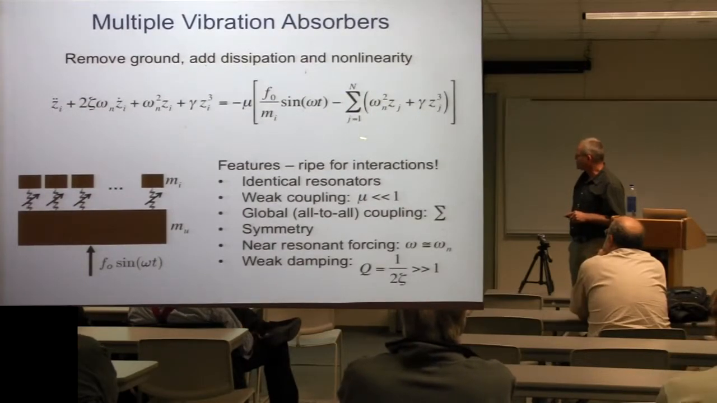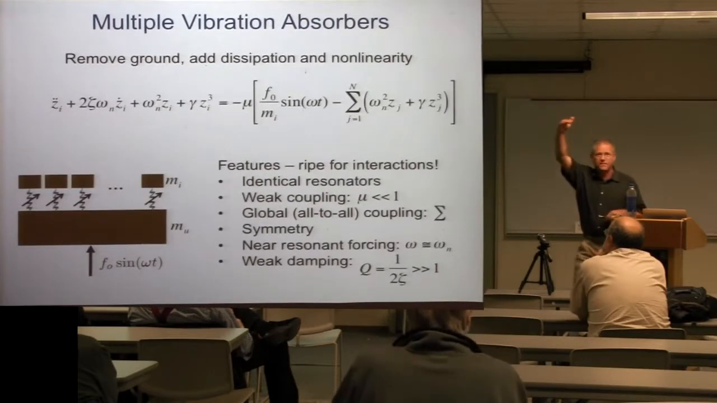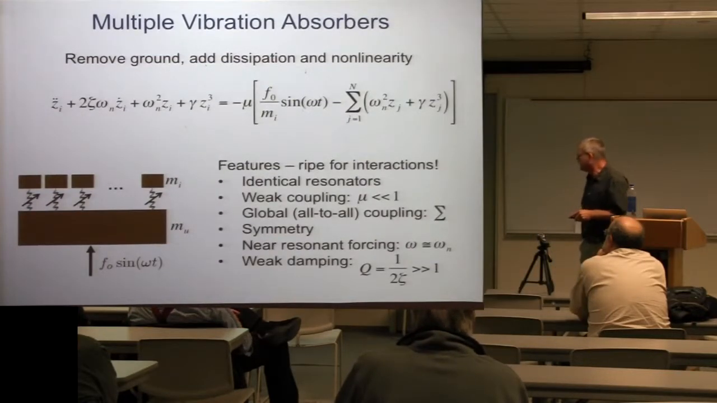And you also have the forces from all the absorbers acting back on each individual absorber. And so with this summation, you end up with global all-to-all coupling in a mechanical system. So this system has n identical resonators, weak coupling. The weak coupling comes from this parameter mu, which is the ratio of the mass of the absorbers to the primary mass, and that's small in applications.